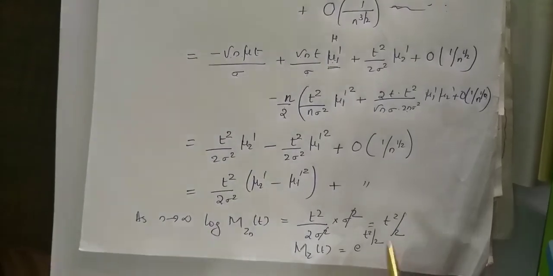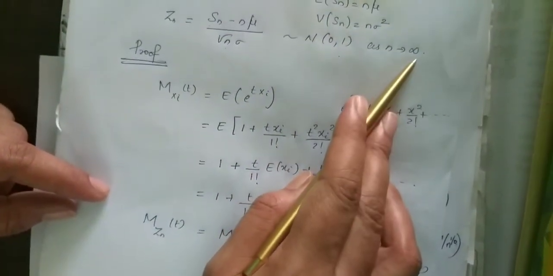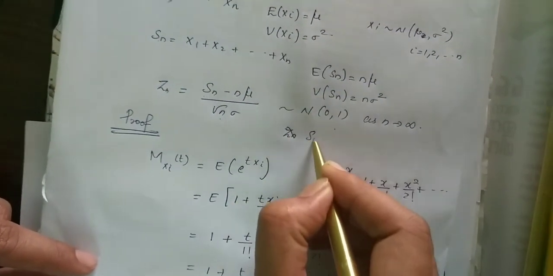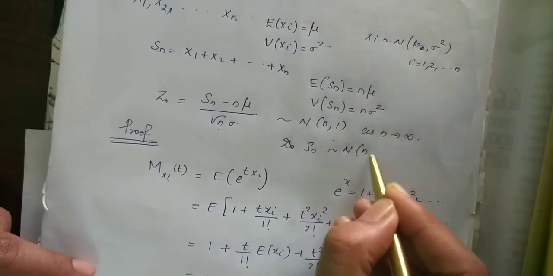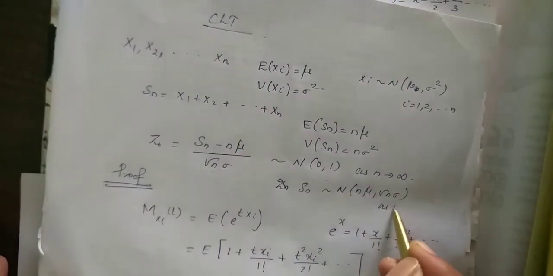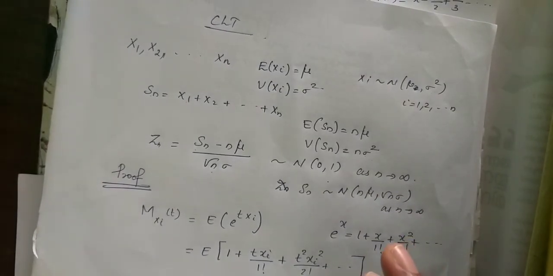That means Zn follows N(0,1) as n tends to infinity, or we can write Sn follows normal with the mean n mu and standard deviation root n sigma as n tends to infinity. This is the proof. Thank you.